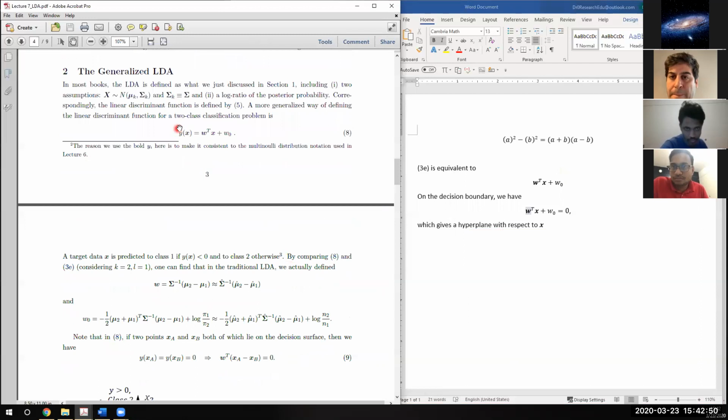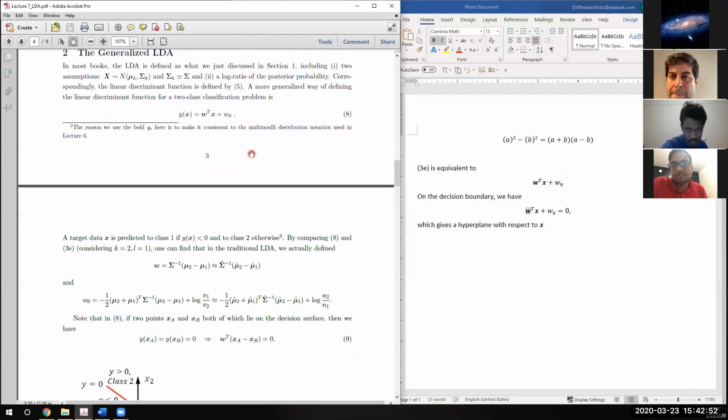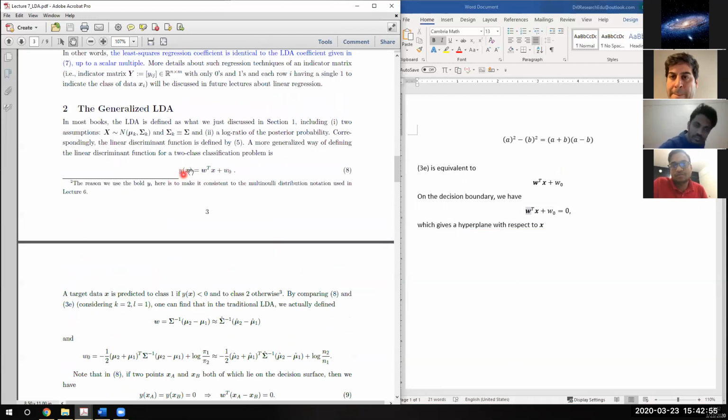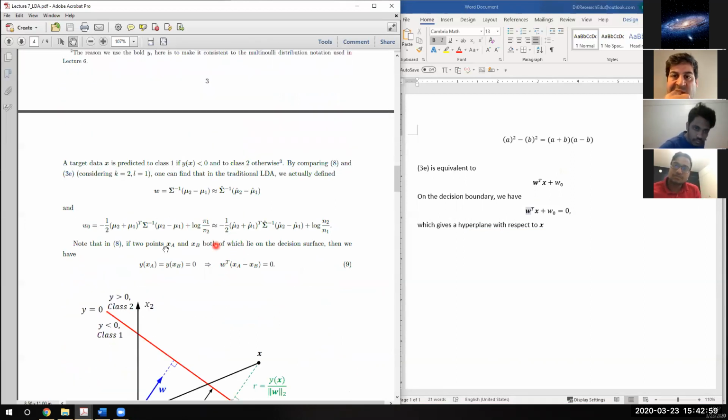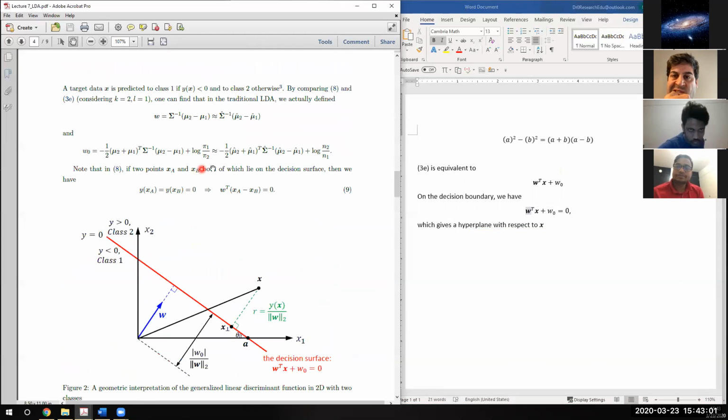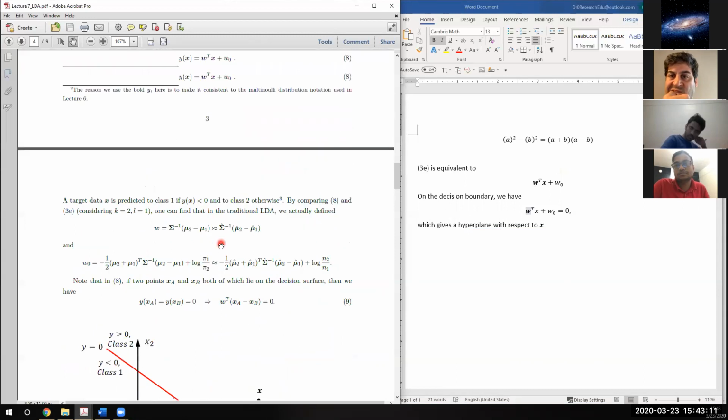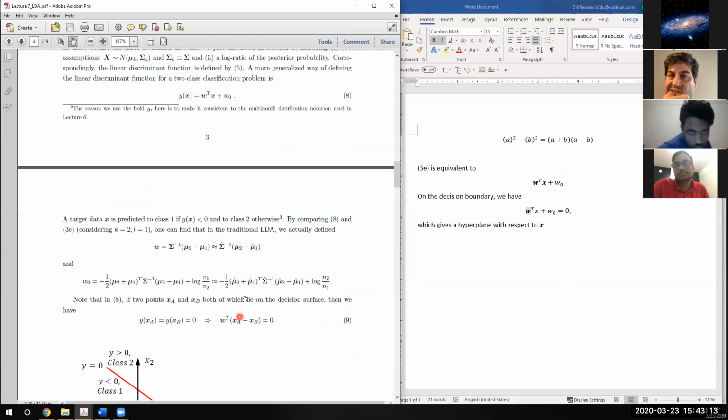And of course, this is more generalized. Now let's have a look at what's going to happen, or what that really means, if we define it in this way. First of all, suppose I have 2 points, both of them lying on the decision surface or the decision boundary. Then you're going to have W^T X_A + W0 equal to W^T X_B + W0 equal to 0, right? And you substitute into this formulation, you're going to have W^T times (X_A minus X_B) equal to 0.